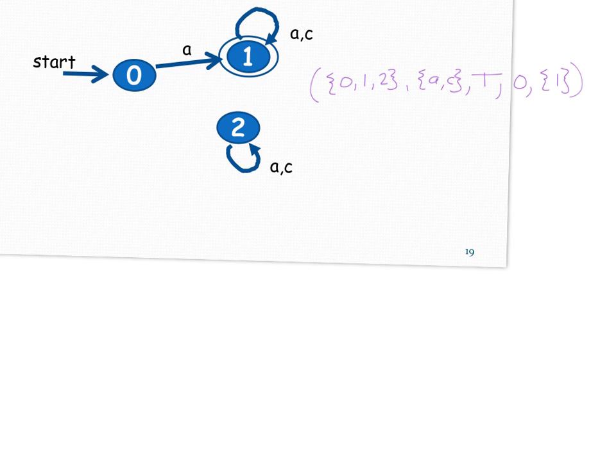0 on A goes to state 1 only, and there are no outputs from 0 on C or lambda. In fact, I don't see any lambda transitions here, so I'm just going to fill that in right now. If I'm in state 1 on A and C, I stay at 1. And if I'm in state 2, on A and C, I stay at 2. All right, so T equals. Good.